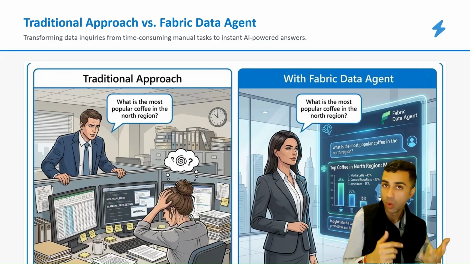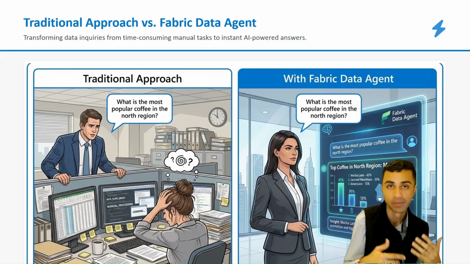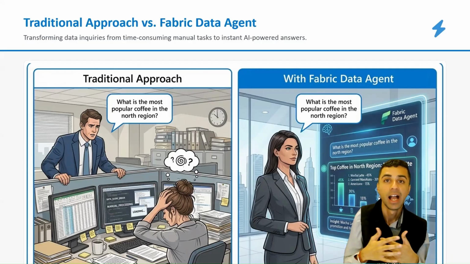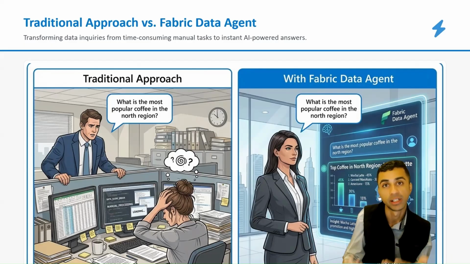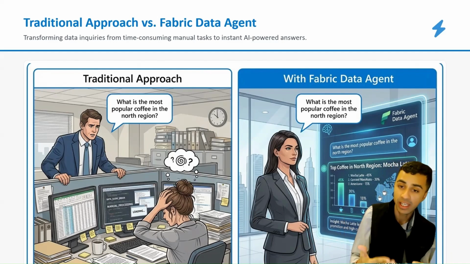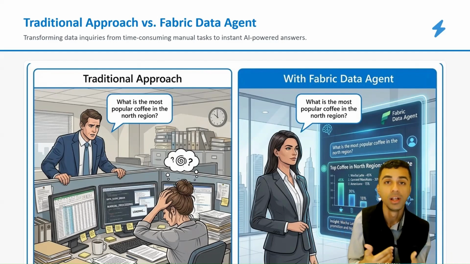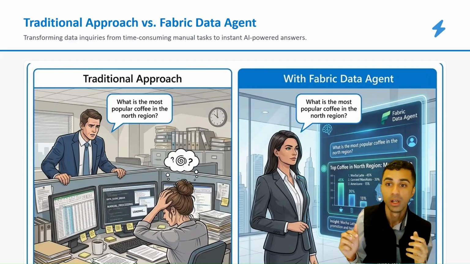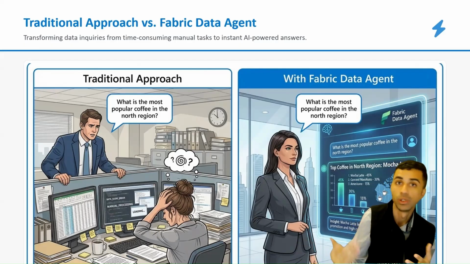However, that's more of a traditional approach, right? We're in 2026 now, in the time of AI. How would you use a Fabric data agent now to answer a question like this? In this case, you're going to see that we've got a CEO who is querying the semantic model directly, right? What is the most popular coffee in the North region? Asking that question, the Fabric data agent queries that semantic model and gives you a response.